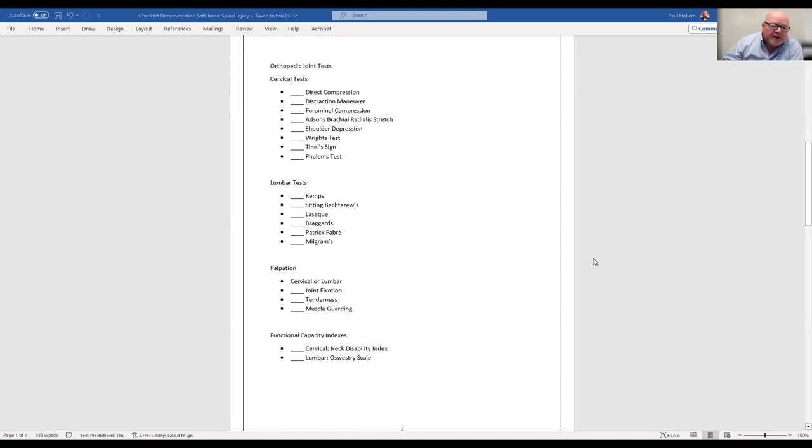Go to the lumbar, and let's just say this was just a cervical injury. So Kemp's, Sitting Bragard, DeJerine's, Lasegue's, Bragard's, Patrick-FABER, Milgram's.